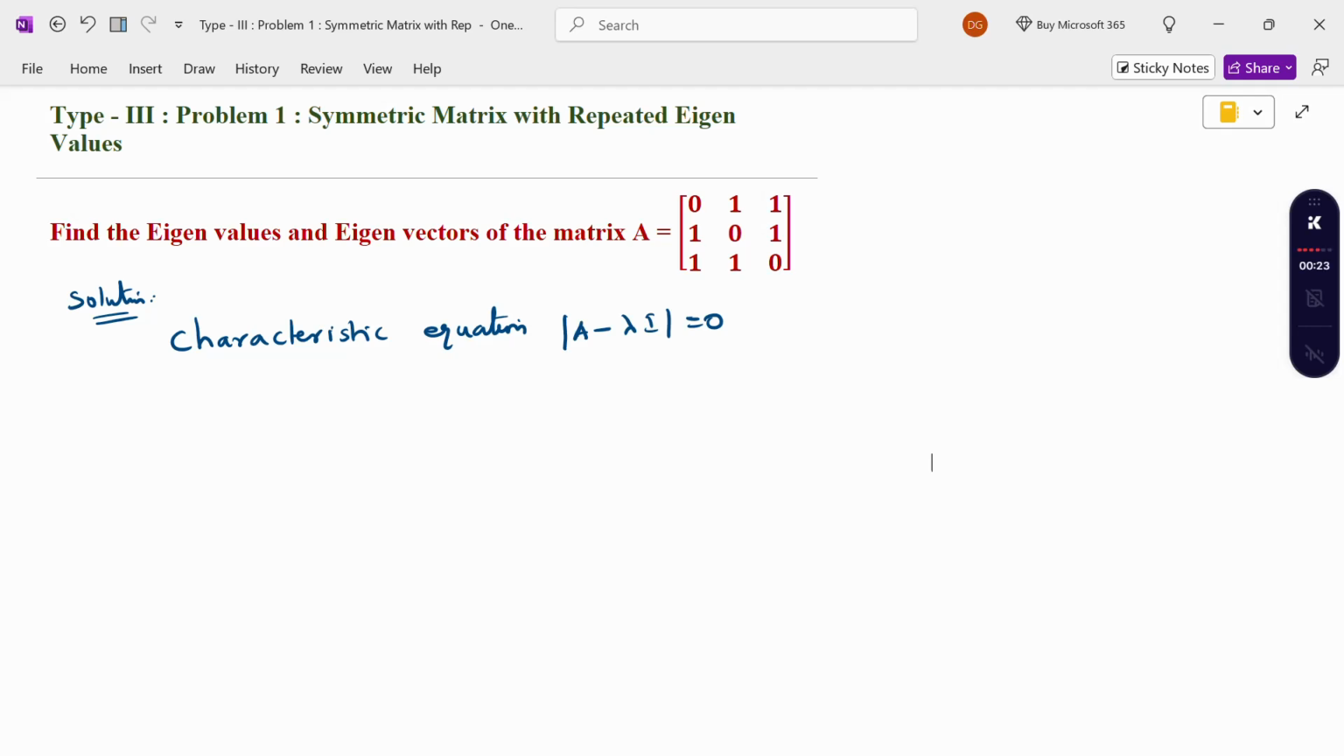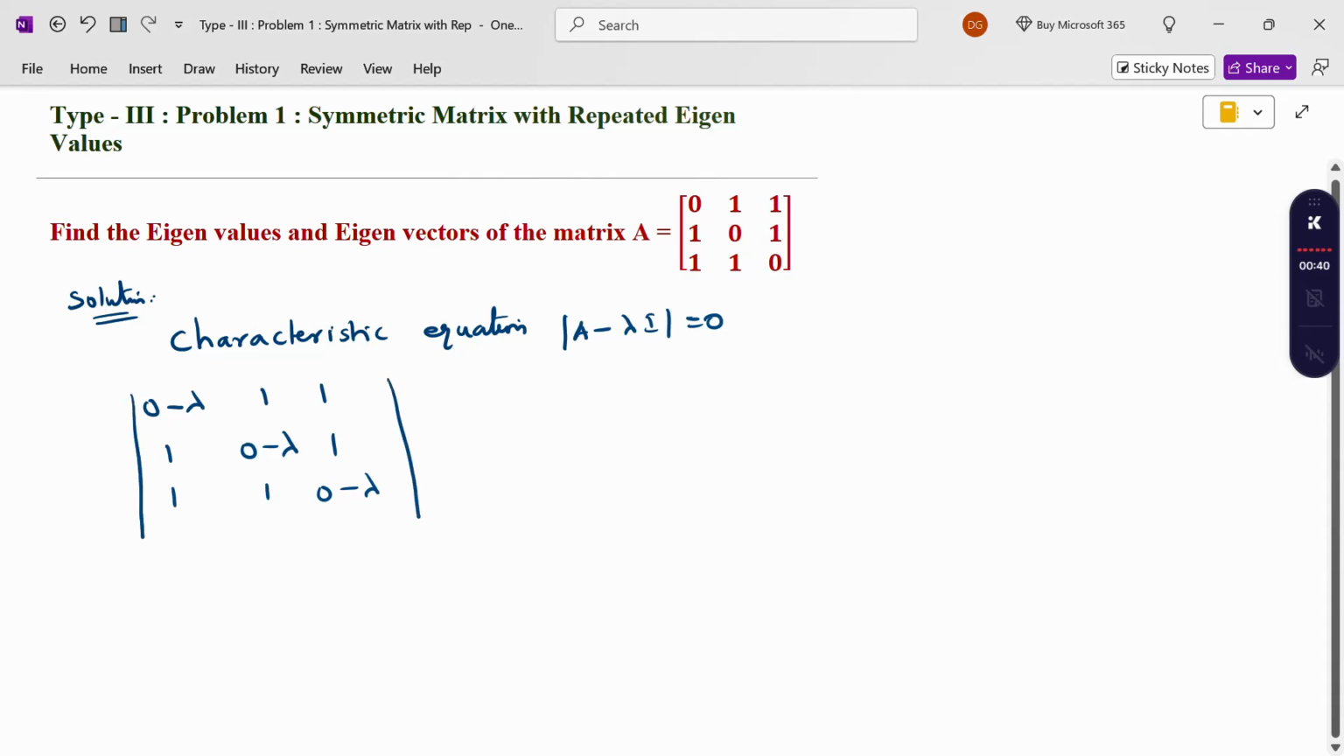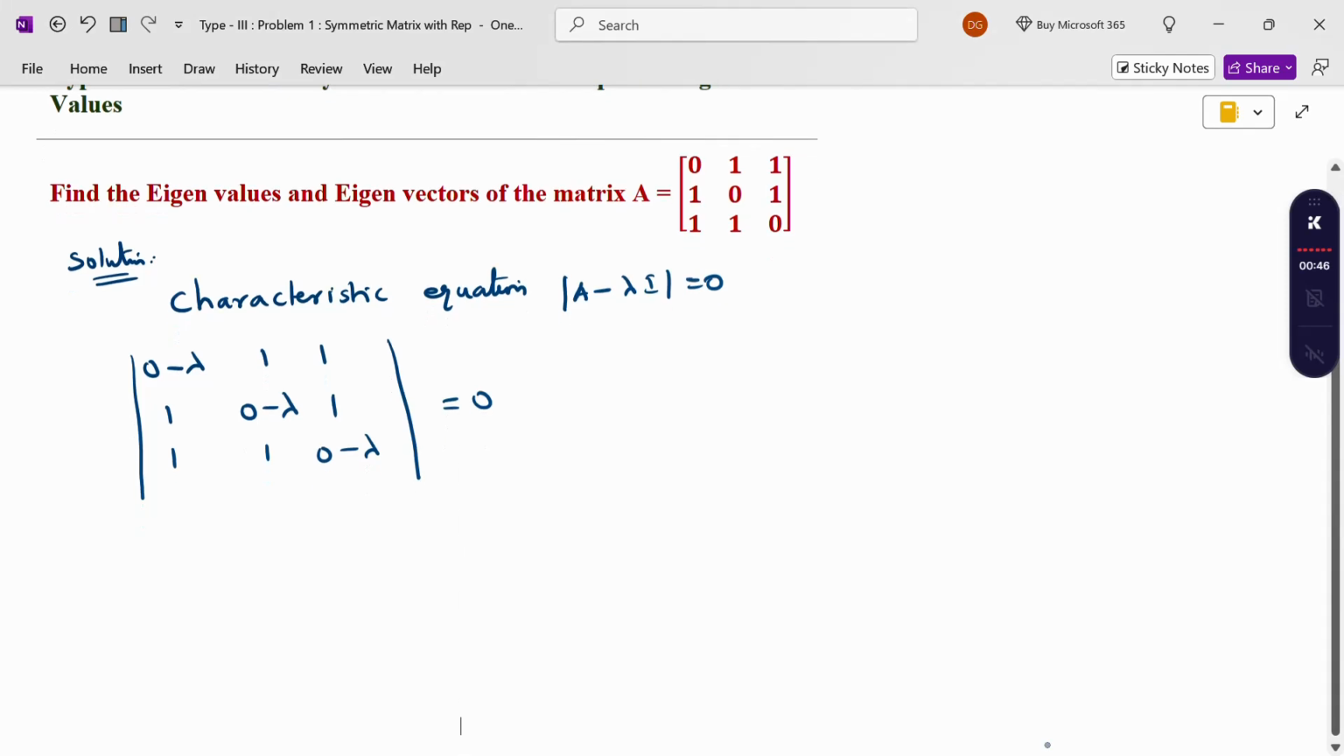First you write the characteristic equation, determinant of A minus lambda I equals 0. For this, 0 minus lambda, 1, 1, and 1, 0 minus lambda, 1, 1, 1, 0 minus lambda. So this is the characteristic equation form. A is the square matrix, I is the unity matrix, and lambda is the eigenvalue.